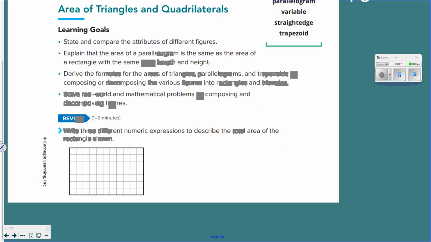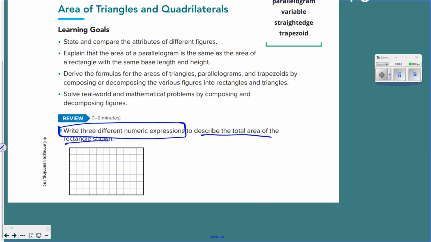three different numeric expressions to describe the total area of the rectangle shown. So let's discuss first. What is the difference between an expression and an equation? How do I know the difference? An equation has an equal sign and an answer. An expression does not. So that means you are simply writing a problem to represent how you would find the area of this rectangle. Does that make sense?